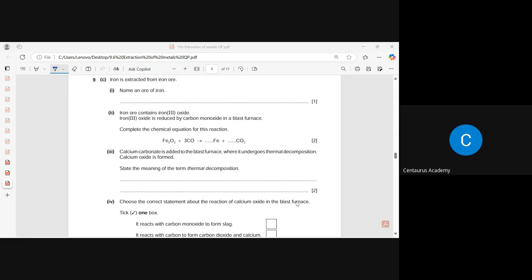2 marks, 2, 3. Yes, very good, 2, 3. That's right. Then the next question says, meaning of the term thermal decomposition. Again, meaning of the term thermal decomposition, 2 marks.